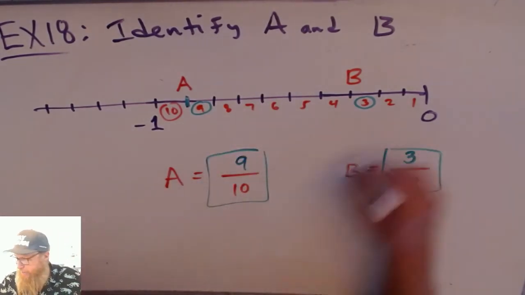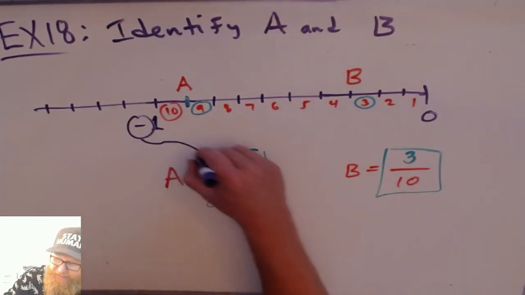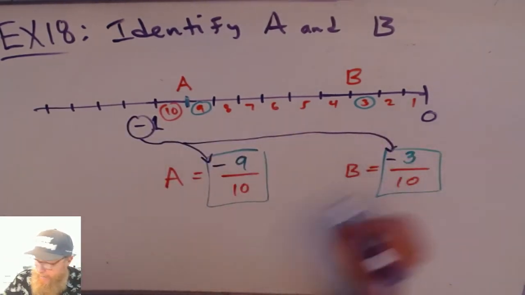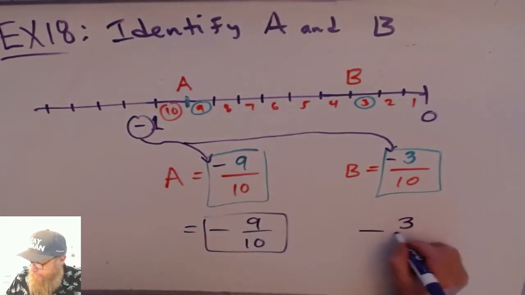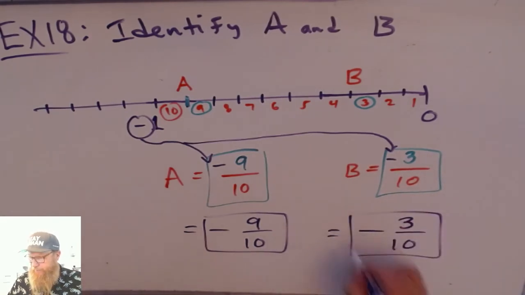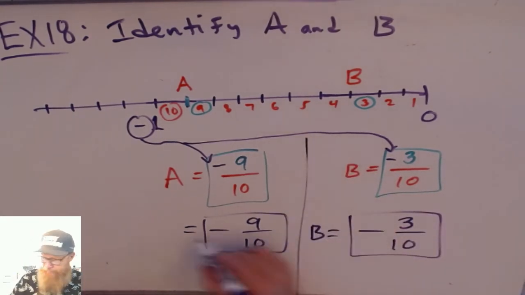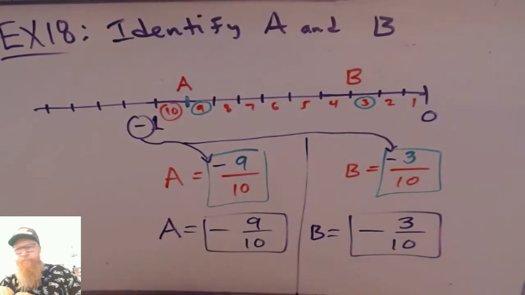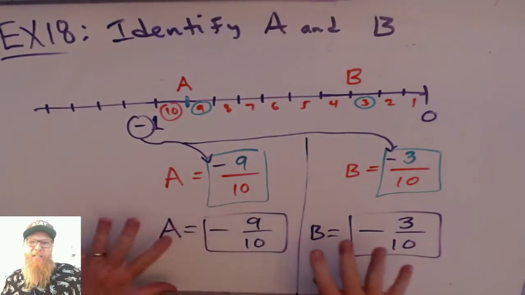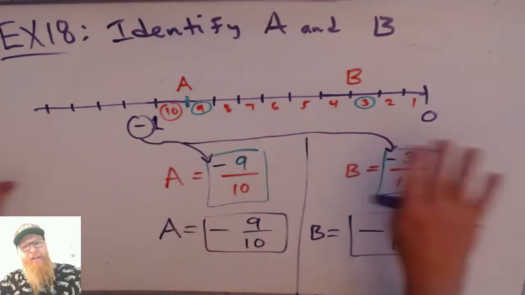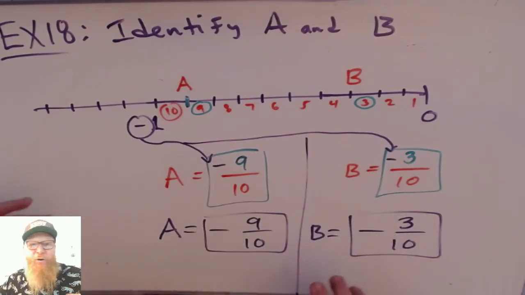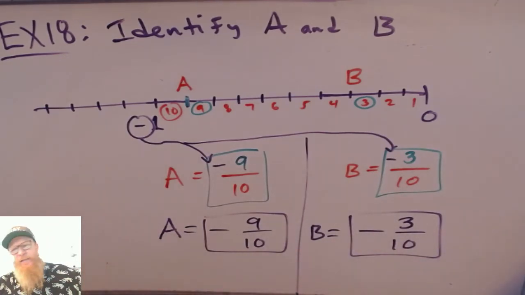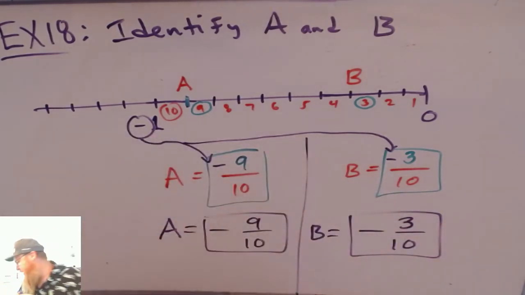Oh, what did I forget? Don't forget your negative sign. You can either put it on top or you can put it out in front. Either way. There you go. I'm going to put this to rest for a little bit in terms of drawing the fractions on the line, but I am going to now try to put them in order using inequalities, less than and greater than and things like that.